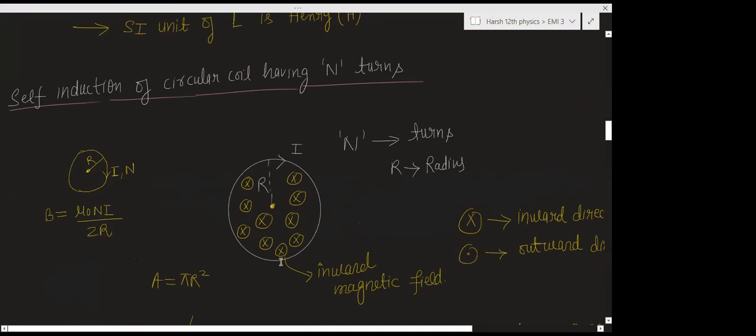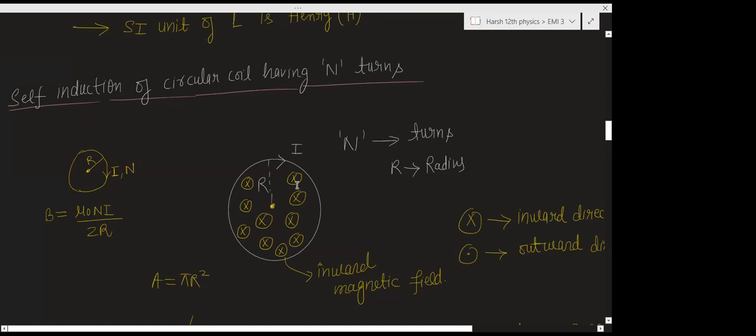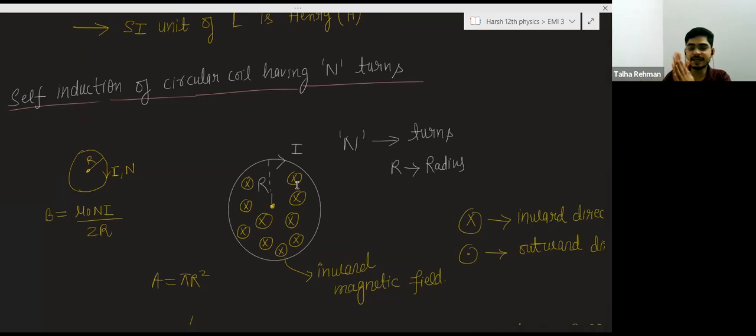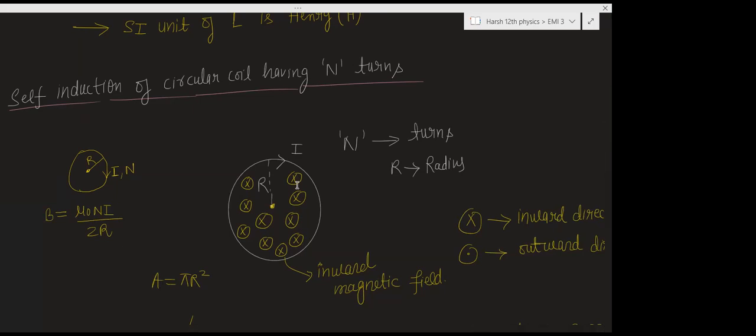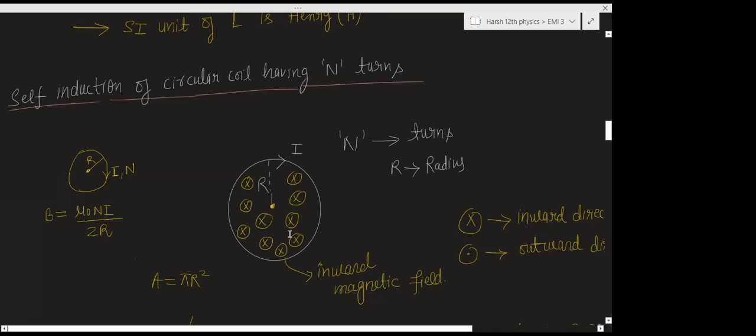This is the circular coil here. This white color coil is a circular coil having a current I, and there will be a magnetic field inside this coil. This magnetic field is inward. Why is it in the inward direction? Because when you apply the right hand thumb rule, curl your fingers along the sense of the current, and the thumb will give you the direction of the magnetic field. That is why this magnetic field is in the inward direction.